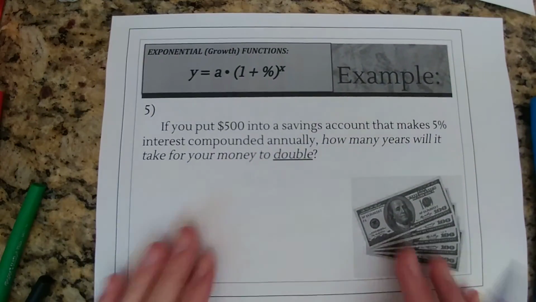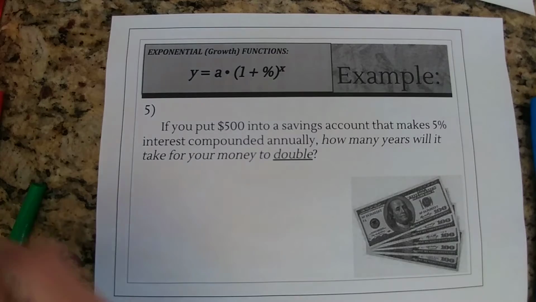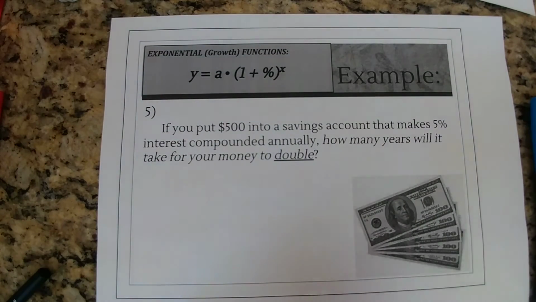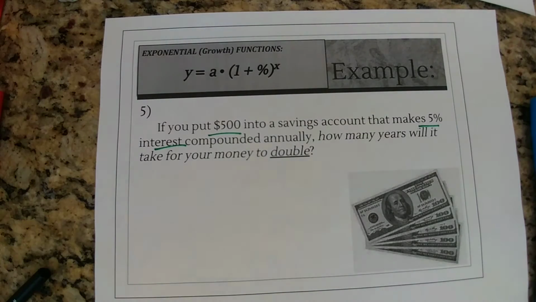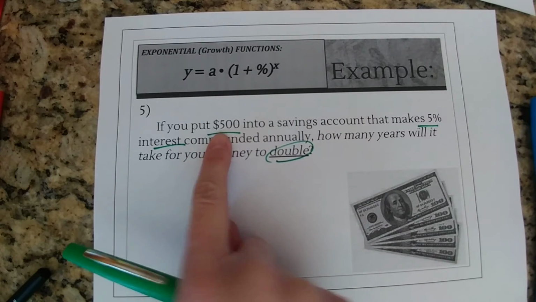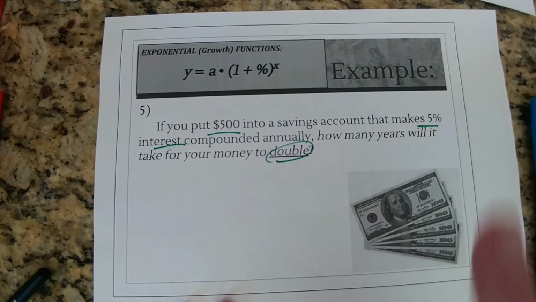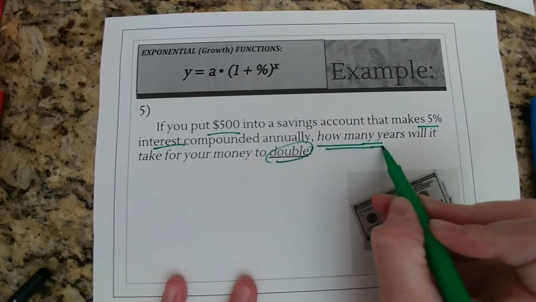Okay, moving on. Oh, much better. Money. Here we're putting $500 into a savings account. That makes 5% interest. So we're growing our money because we're making interest annually every year. How many years will it take for your money to double? We have a starting, we have a growth, but we don't know the time. We're trying to figure out how many years.